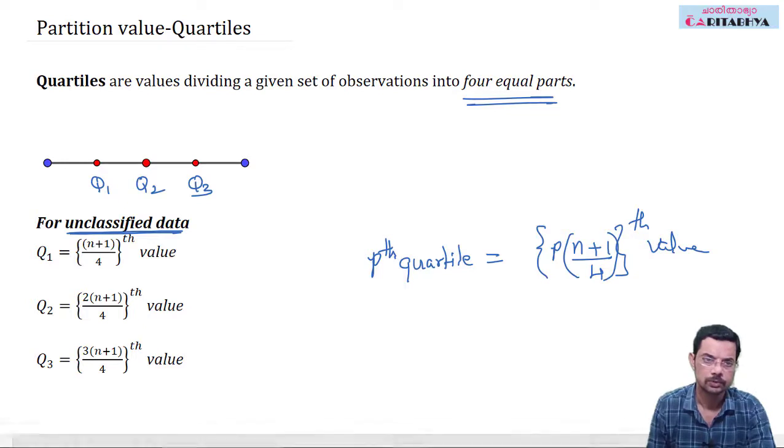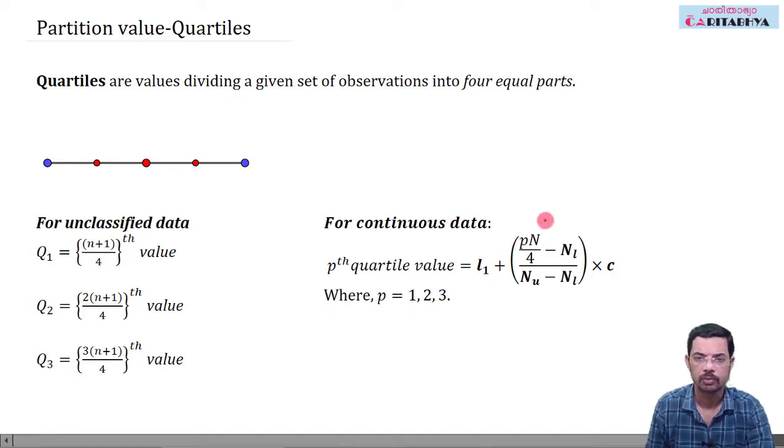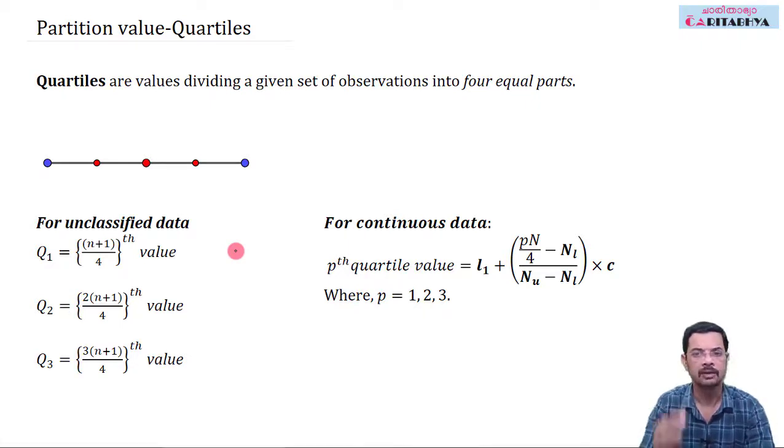Okay, so in case of the continuous data, we shall be using the formula similar to that of median, but instead of n by 2, we have p into n by 4th. The process is the same. We prepare the table in the same way, prepare the less than type cumulative frequency distribution, and then we find out n by 4 first of all, p into n by 4.